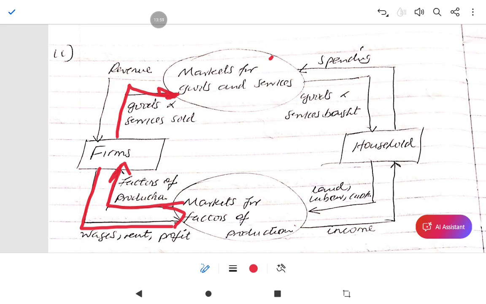And then after they've produced these goods or services, the firms can sell those goods and services in the market for goods and services. And in the market for goods and services, you should note that the households buy the goods and services. So when they buy these goods and services, they start to spend the income that they gained from selling the factors of production in the market for factors of production. So when that income is spent, it in turn becomes revenue for firms, okay?